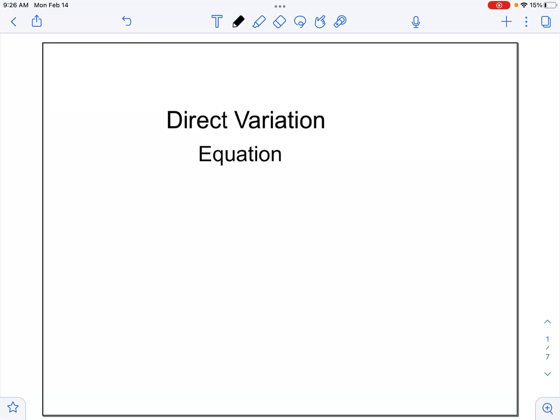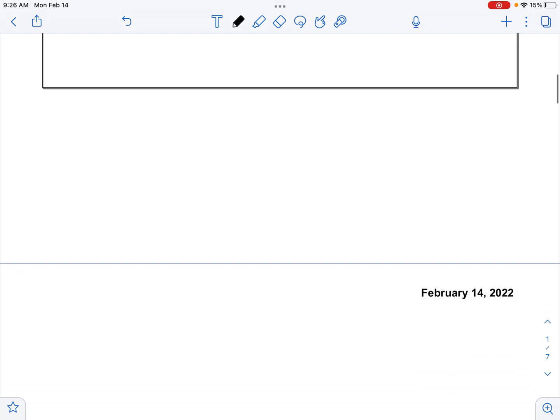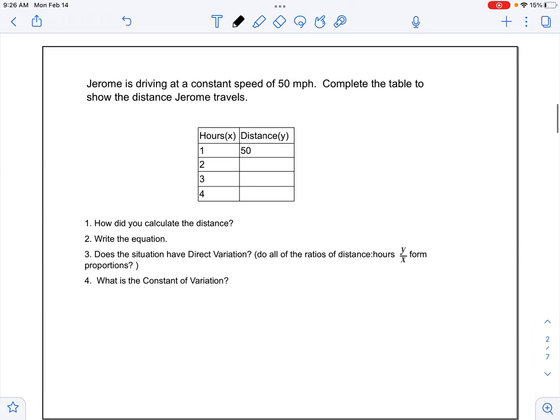Today's lesson is about direct variation. We're continuing that today, but instead of a table, we are going to be looking at what the equation looks like when you have direct variation. So let's look at this first example.